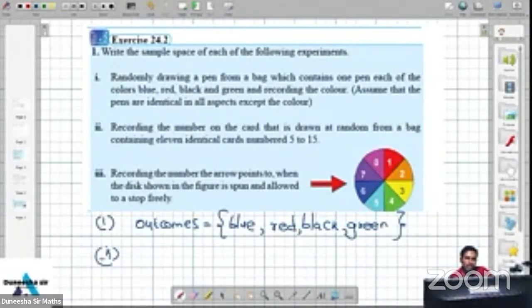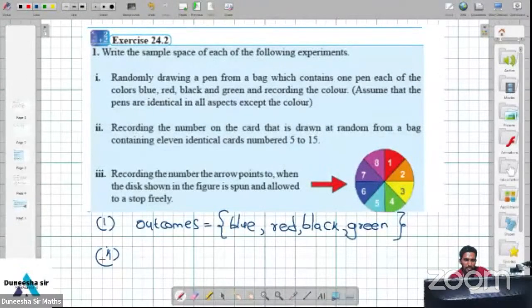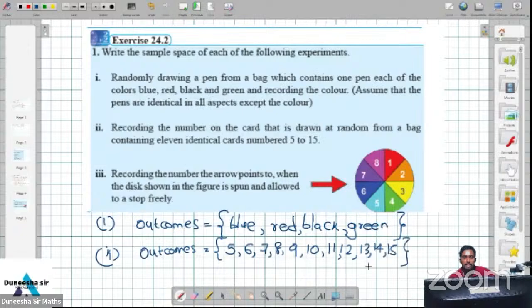Then, second one, recording the number on the card that is drawn at random from a bag containing 11 identical cards numbered 5 to 15. What are the outcomes? 5, 6, 7, 8, 9, 10, 11, 12, 13, 14, 15. Yes. That's are the outcomes of sample space.